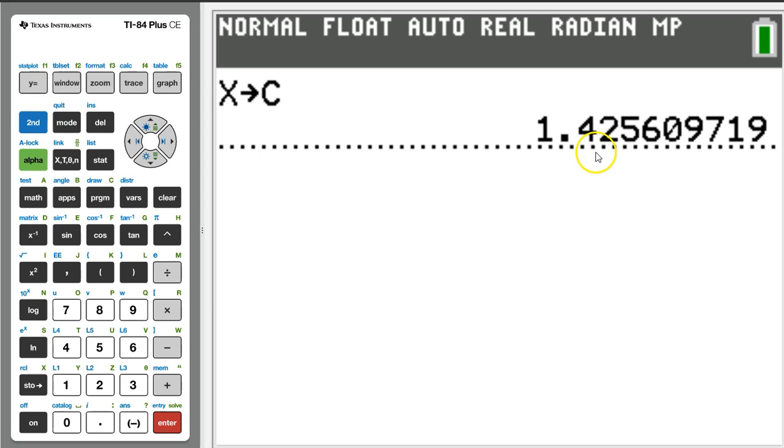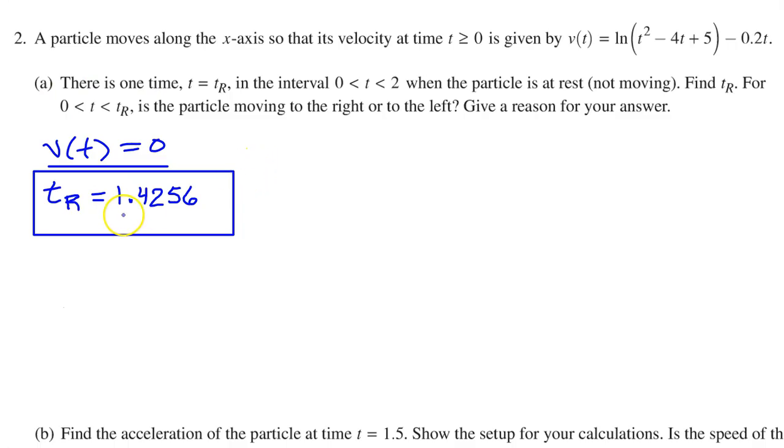Pro tip: the College Board will accept 3 decimal places. However, many students try to round to 3 decimal places and they lose a point by rounding incorrectly. So my recommendation is to always use 4 decimal places and never try to round. So let's use 1.4256. That's the answer to the first part of the question. We have found t_r, the time on the interval from 0 to 2, when the particle is at rest.